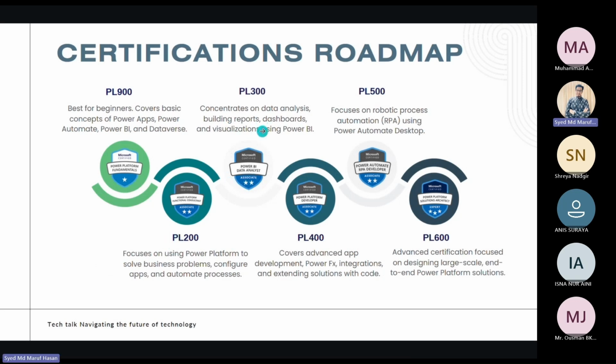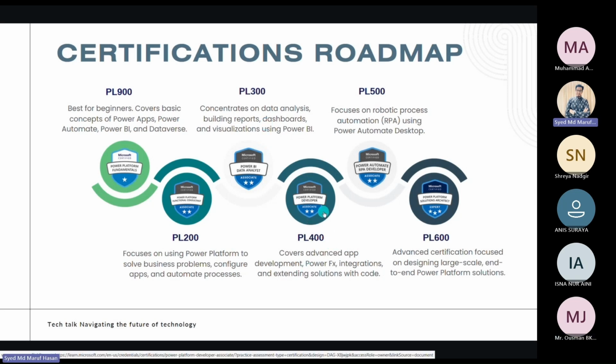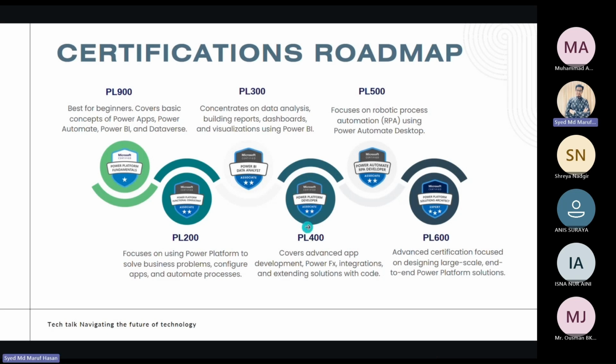And then we have PL-300, which concentrates on data analysis, building reports and dashboards, as I said, using the Power BI tools. So this is basically for those who want to become a data analyst. And then we have PL-400 that covers advanced app development, Power FX, integrations, and extending solutions with code. This is for those who want to focus on becoming a Power Platform developer. And then we have the RPA developer, which focuses on robotic process automation using Power Automate Desktop. So in Power Automate, we have two schemes over here. First, we have cloud flow, and then we have desktop. And finally, PL-600, an advanced certification focused on designing large-scale end-to-end Power Platform solutions.